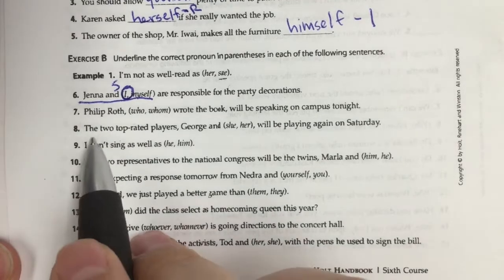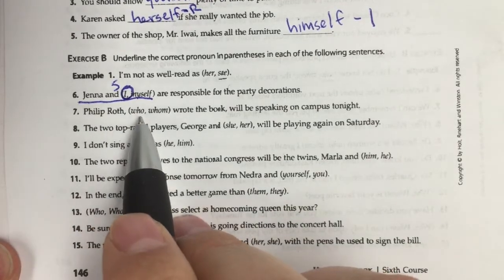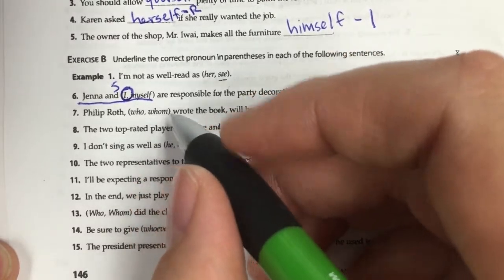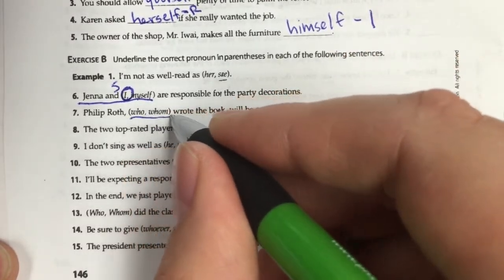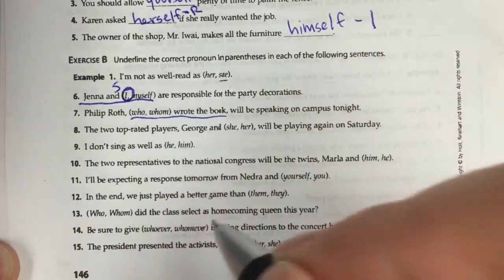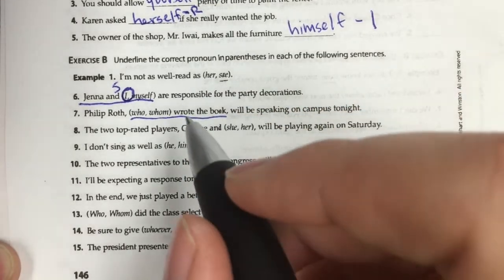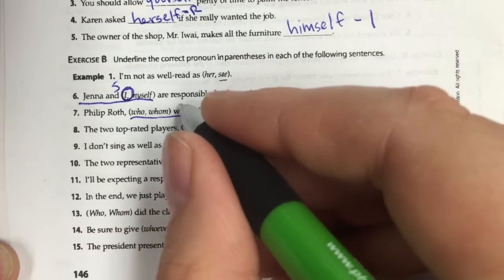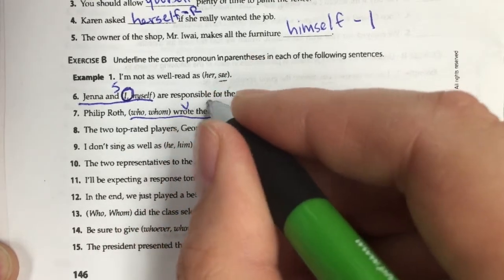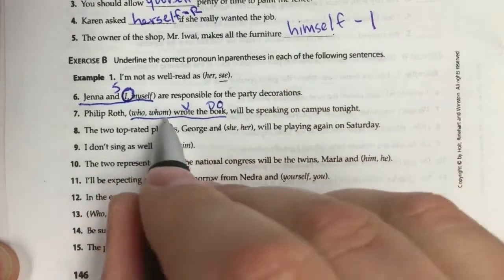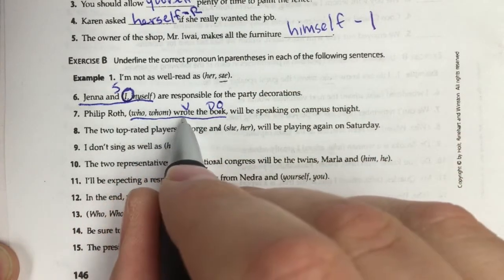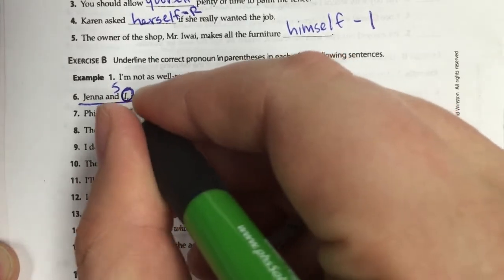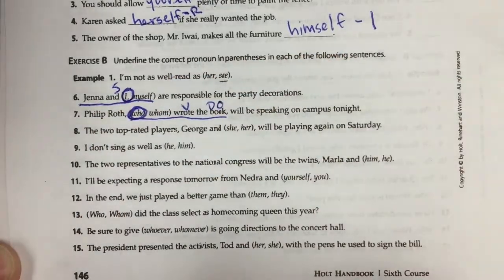Number 7, Philip Roth, who or whom wrote the book. So when you have who or whom at the beginning of a clause, and we do right here, this is the whole clause, the procedure here is to look at the purpose of this pronoun in the clause. So here's the verb and here's a direct object. In this case, who or whom is doing the action of writing. It is the subject of this verb, so we're going to say who. And I'll do one more.